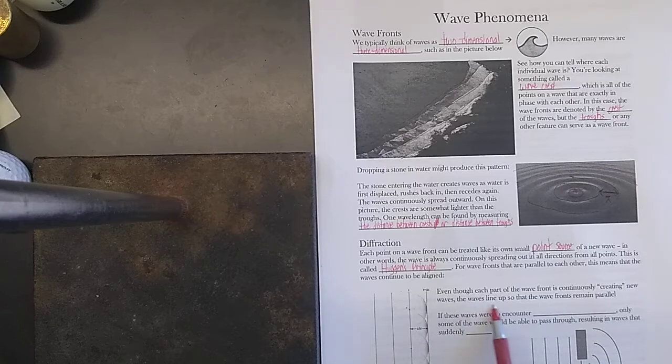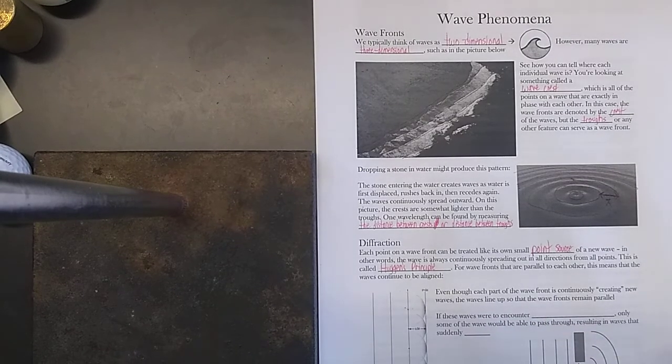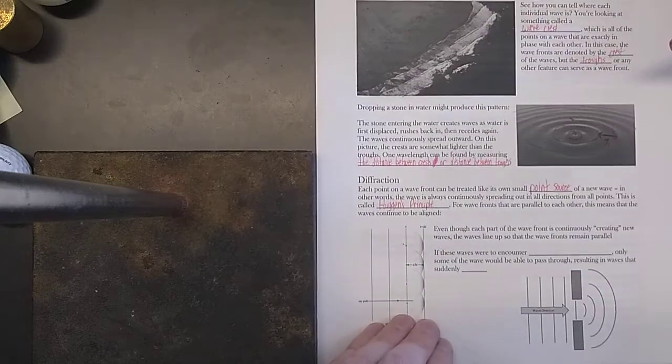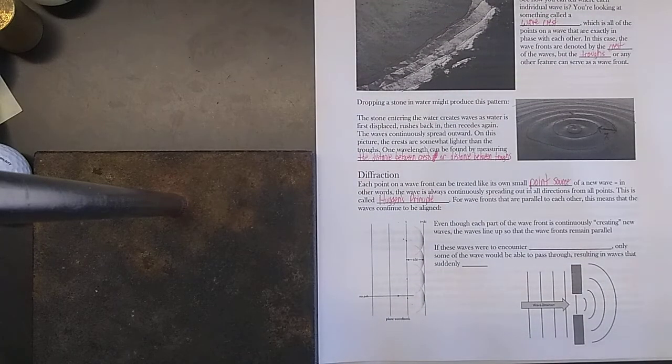Okay? Even though each part of the wavefront is continuously creating new waves, those waves line up in such a way that the wavefronts remain parallel. Now this has a neat effect if the wave happens to pass through a barrier with an opening.